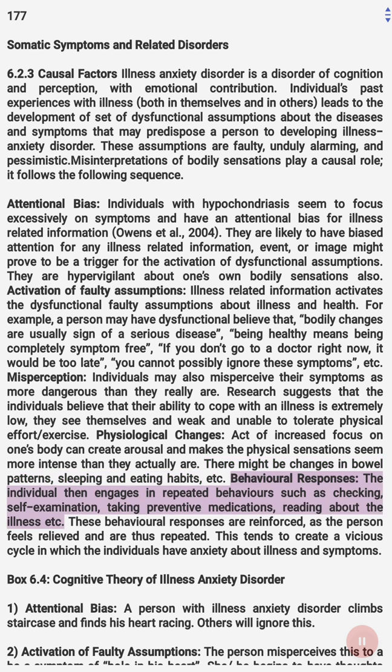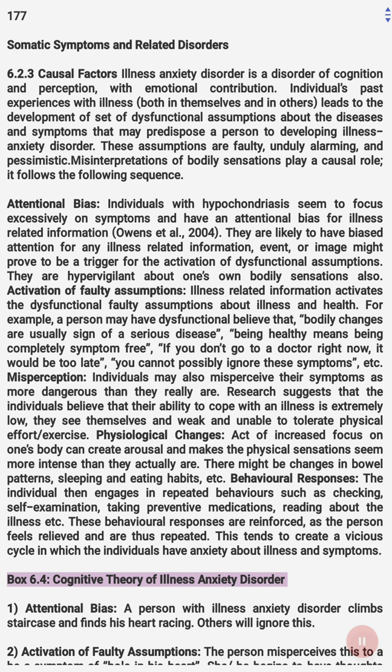Behavioral responses. The individual then engages in repeated behaviors such as checking, self-examination, taking preventive medications, reading about the illness, etc. These behavioral responses are reinforced, as the person feels relieved, and are thus repeated. This tends to create a vicious cycle in which the individuals have anxiety about illness and symptoms. Box 6.4, Cognitive Theory of Illness Anxiety Disorder.